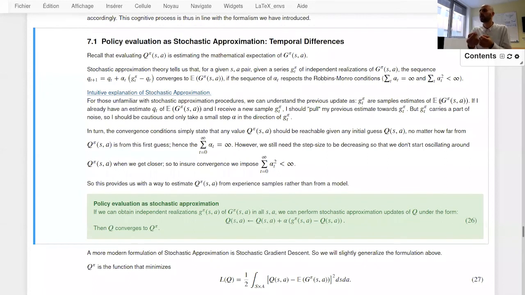towards that new sample G_t^π. But G_t^π also carries a part of noise, so I should be cautious and only take a small step alpha in the direction of G_t^π. So that's basically performing a gradient step.